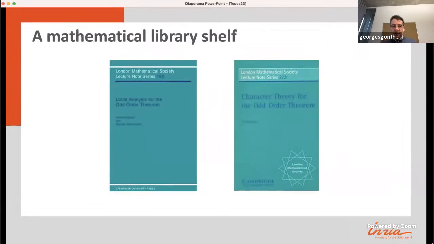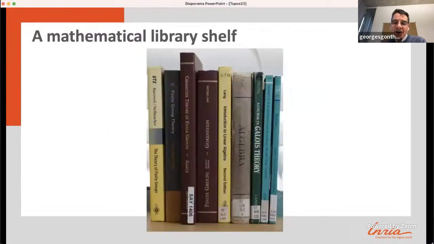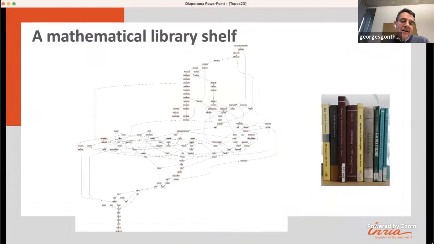So you see that the revised proof was published as 2 volumes in the LMS notes series. And in order to formalize this, you actually have to formalize all of the curriculum that goes behind it. So you get basically a whole library shelf into the computer, with just a little thin part at the end being the actual theorem you want to show. And the actual representation of how this works looks something like this.